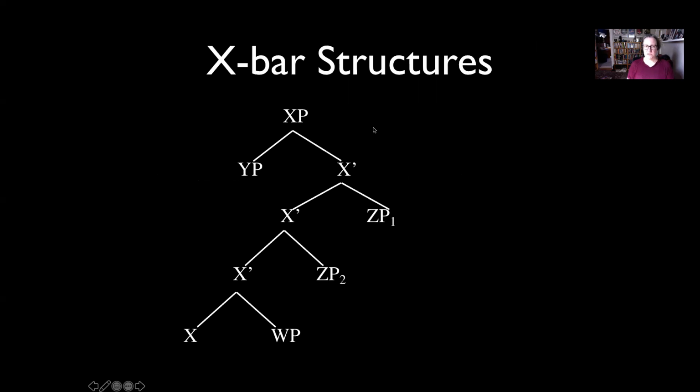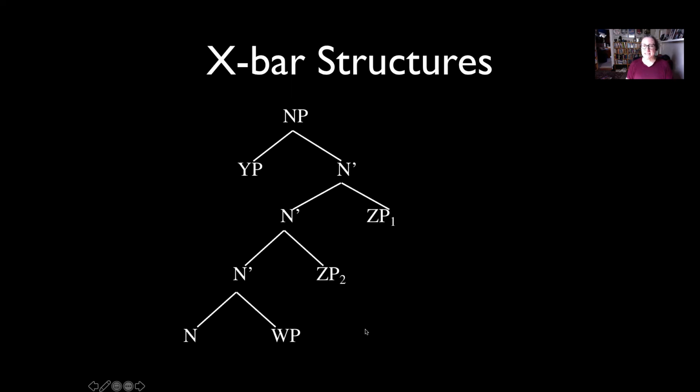So here's X bar structures. We've got an XP, it's got a YP, an X bar that's made up of an X bar and a ZP, an X bar that's made up of an X bar and a ZP2, right? So you can think of these as different prepositional phrases. And then finally, we get down to the X with a complement, the WP.